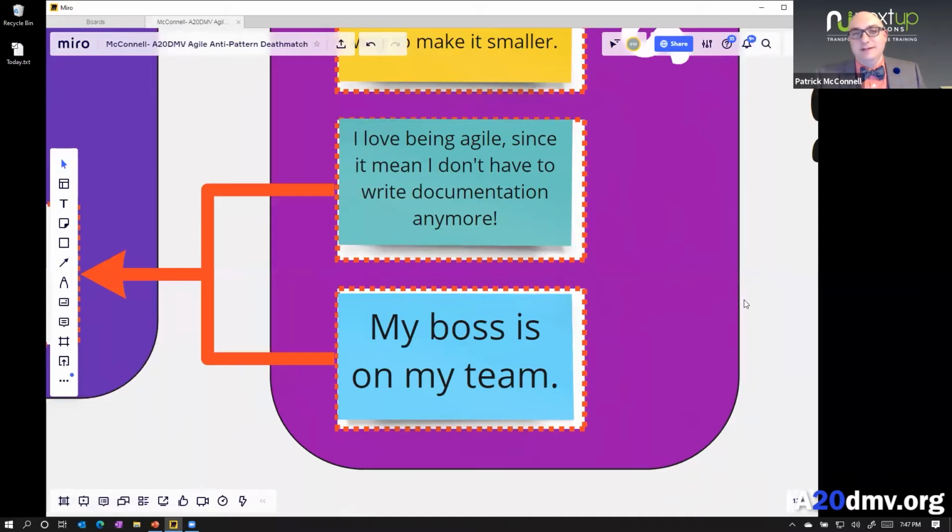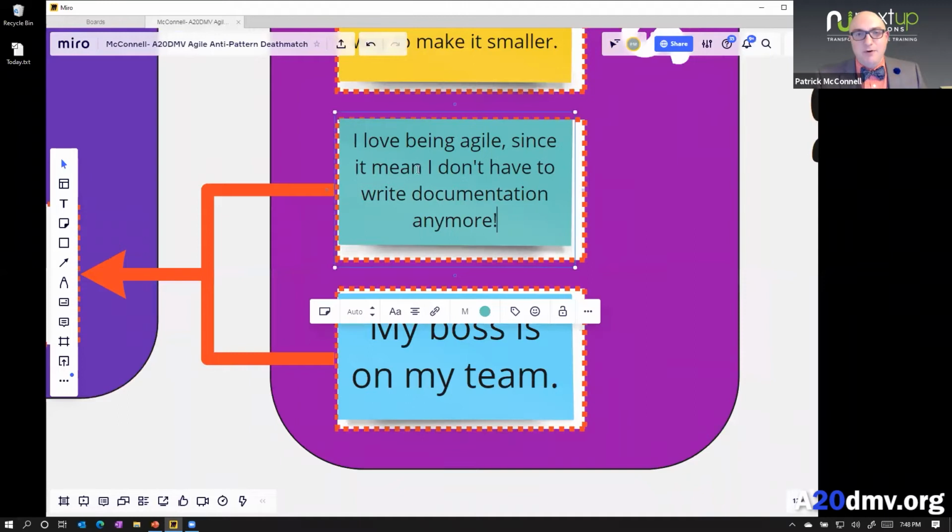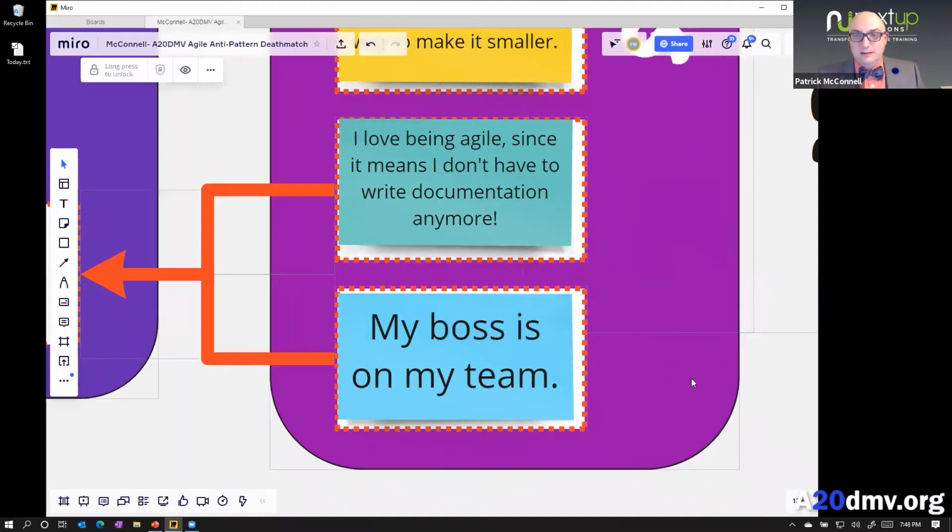I love being agile since it means I don't have to write documentation anymore. Or my boss is on my team. Which one's worse? Raise your hand for the top one. Leave it lowered for the bottom.